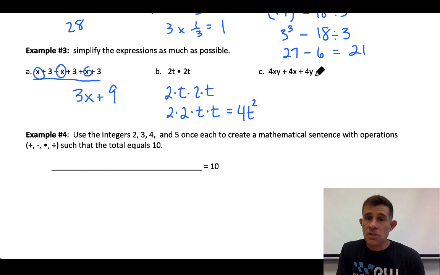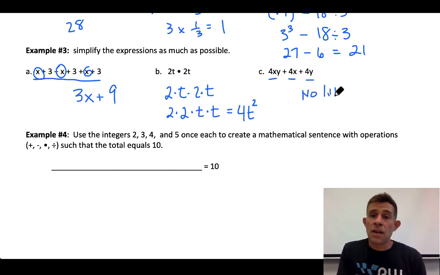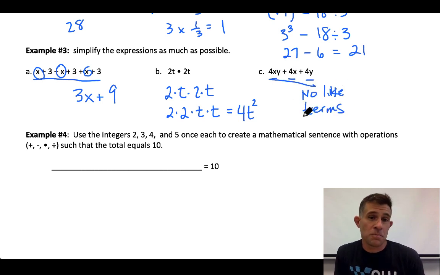Next up, I have addition again. I have a 4xy plus a 4x plus a 4y. Now, as I look across these, all three of them have the same number, but none of them have the same variable. And therefore, there are no like terms, and I cannot combine them anymore. So this is as far as I can simplify this expression.